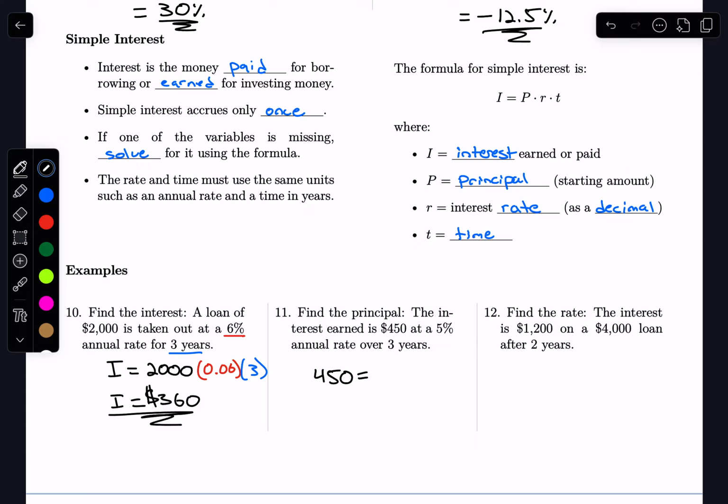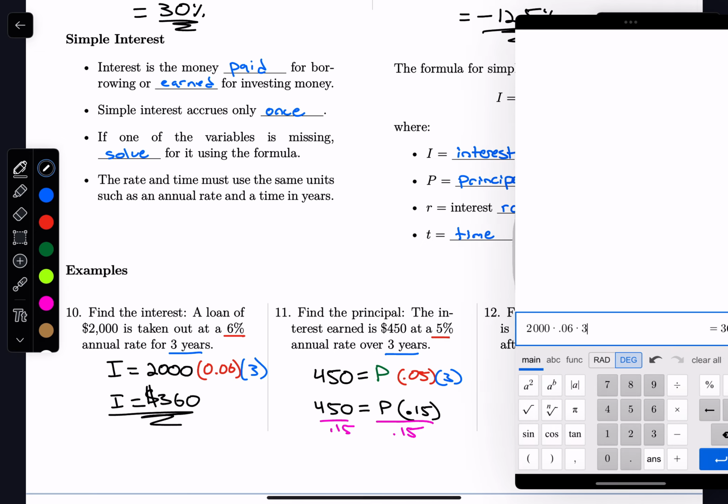So it's going to go on the left side now because that's my I. 5% is my rate. So that's going to be 0.05. My number of years is 3. And the thing we're solving for is the principal. So I'm going to make the principal just the letter P, the way it appears in the formula, because we're now going to solve for it. So now if I simplify the right side a little bit, I have 450 equals P multiplied by 0.15 because 0.05 times 3 is just 0.15. And then now all I have to do to solve is divide both sides by that 0.15.